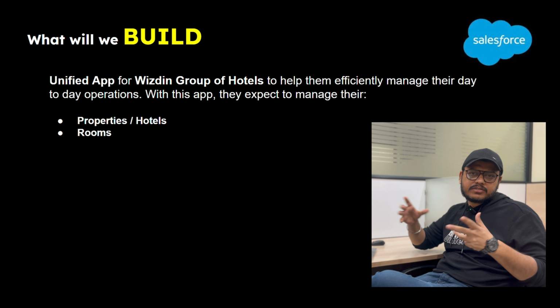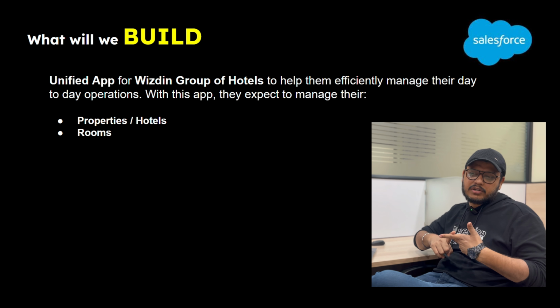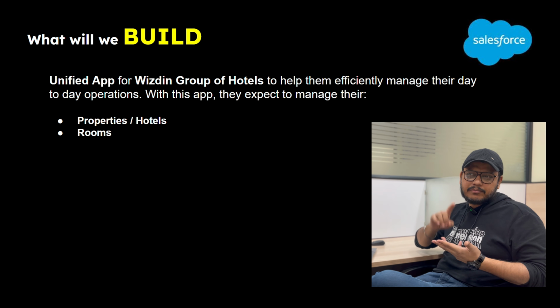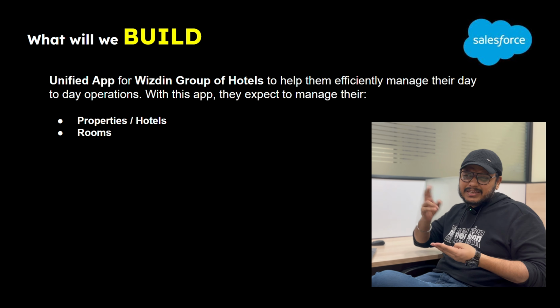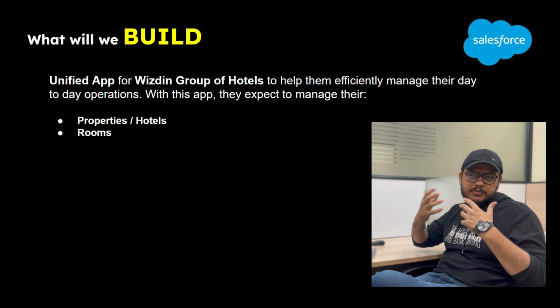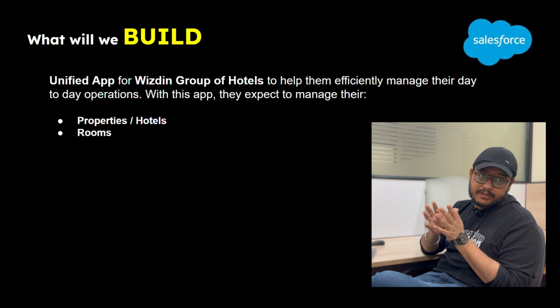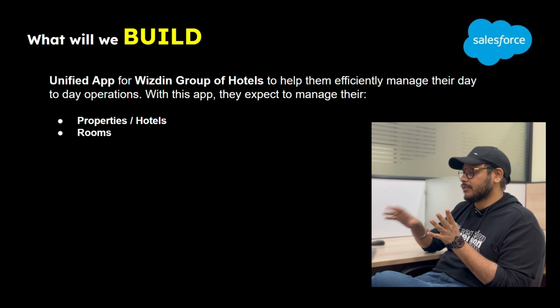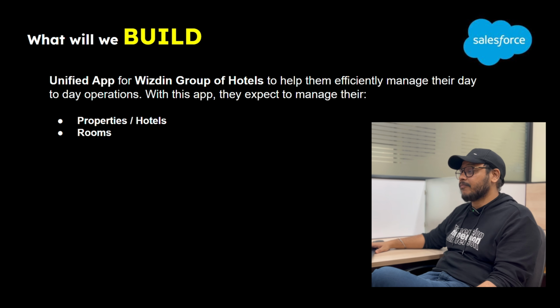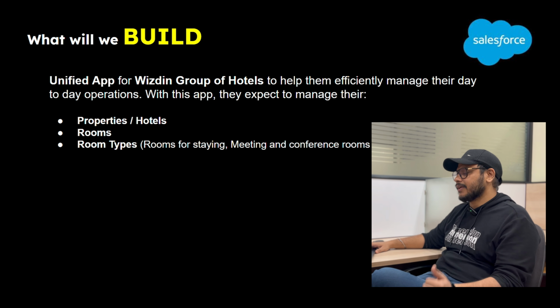So managing logistics around those 5,000 rooms: which room is already booked, on which dates it is booked, what time the guest plans to arrive, if there are special requests and all that stuff. So there's a lot of logistics which need to be managed around it. It's not very simple. So that's what we are basically going to help Wisden Group to achieve using our Salesforce app.